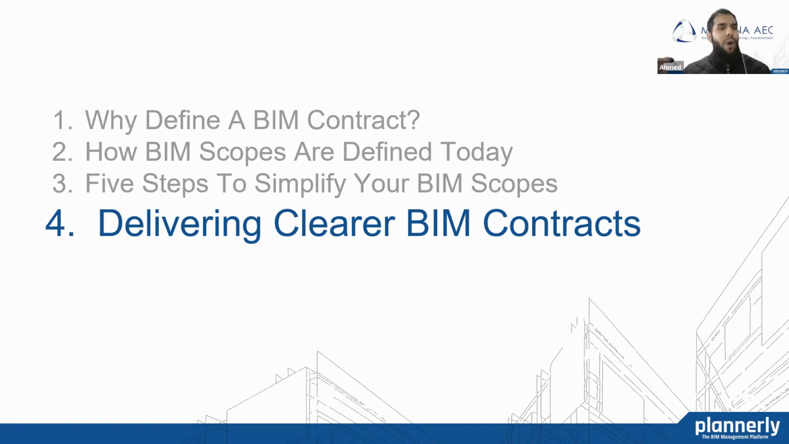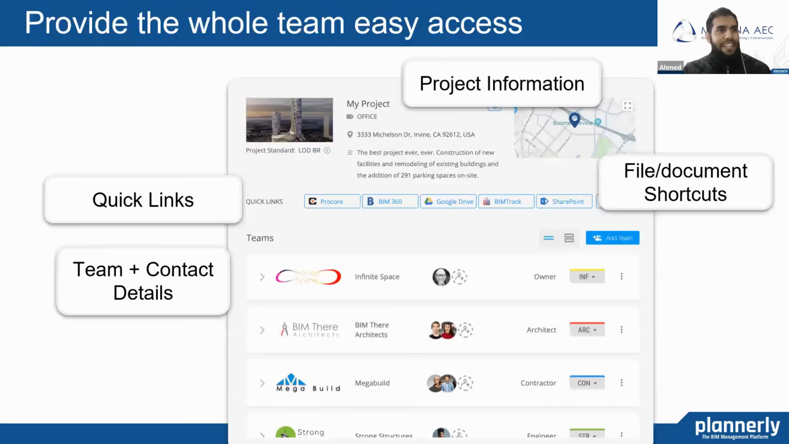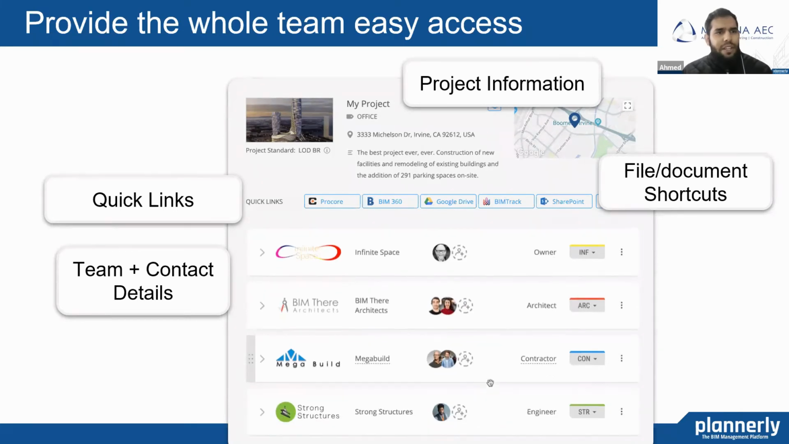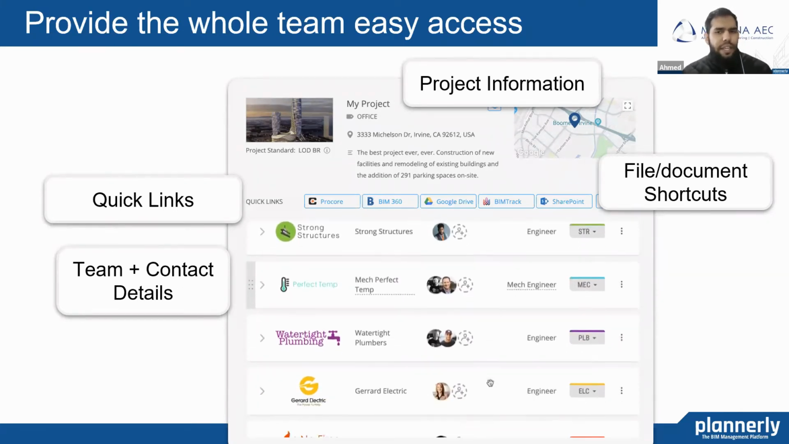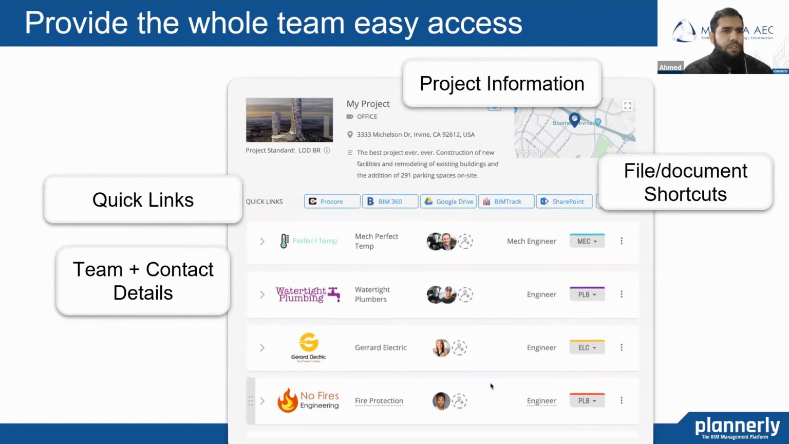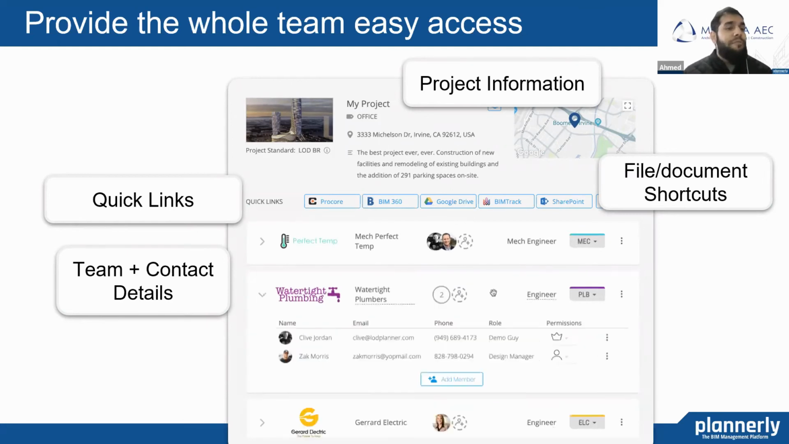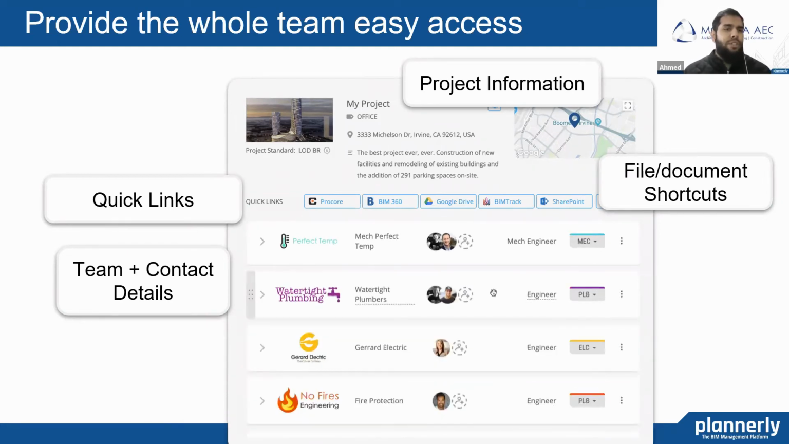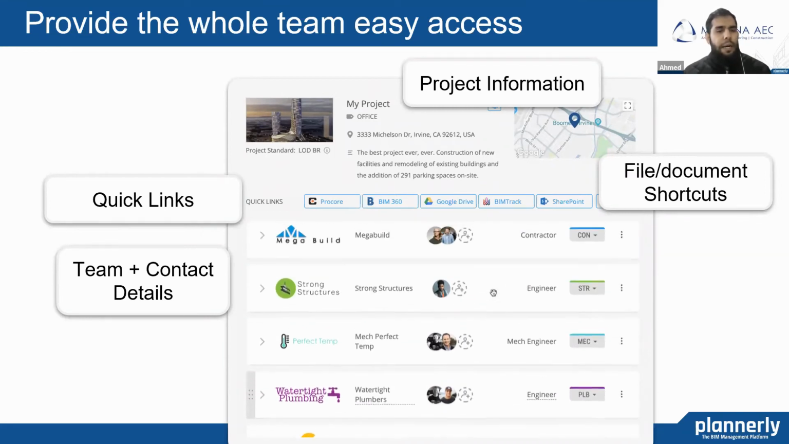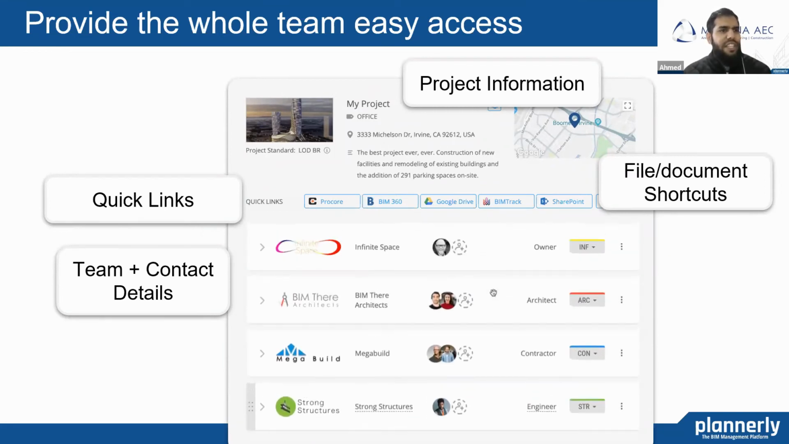And we talked about why we define a contract. We talked about the 5 steps for BIM scopes. How about making it clearer in the delivery? So we want the whole team to have access, and we want everyone to have a say. We need all the individuals to be part of the process and to give feedback. This is a much more powerful way of doing things than just sending a PDF by email.